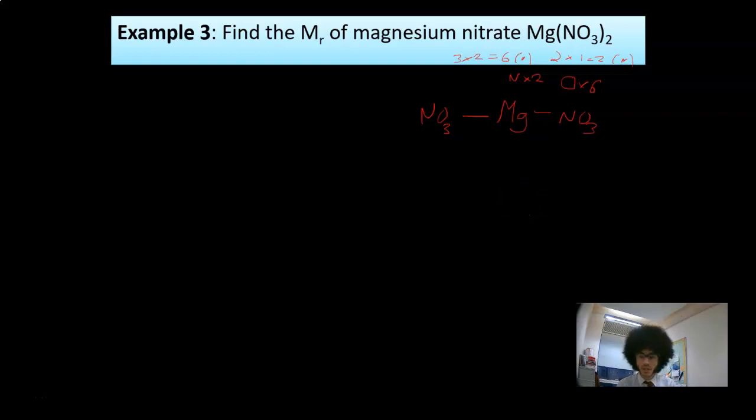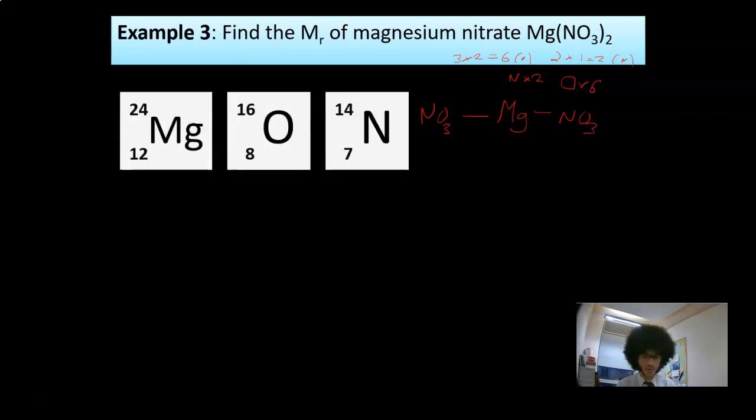Anyway, now I've established that, I need to find the elements on the periodic table to work out the ARs. I do that and I find them as being so. So magnesium's got an AR of 24, oxygen 16, and nitrogen 14. So now I can go ahead and start doing my calculation.